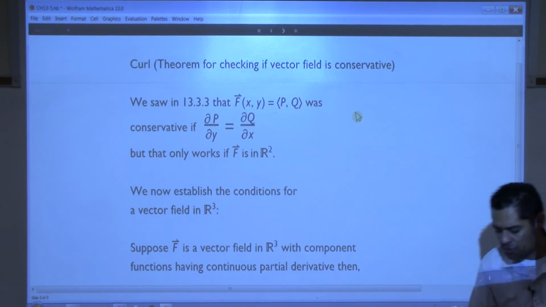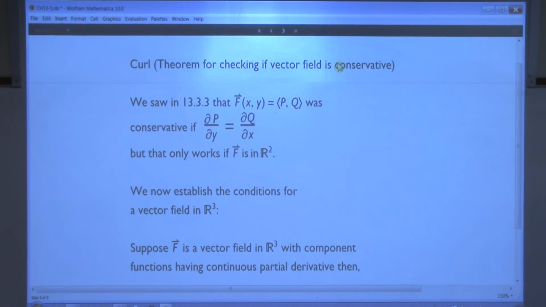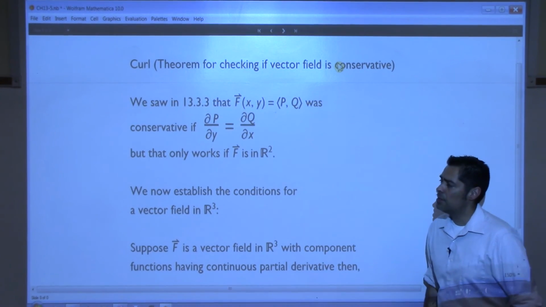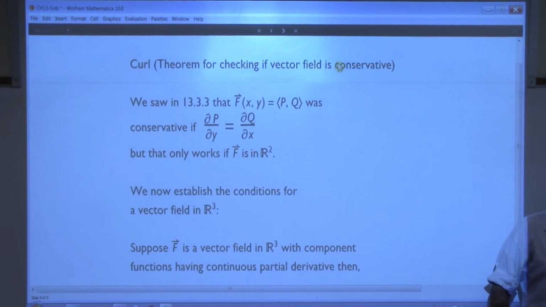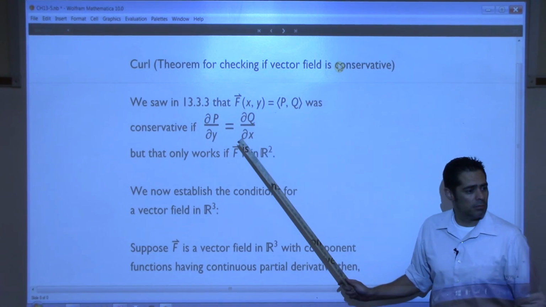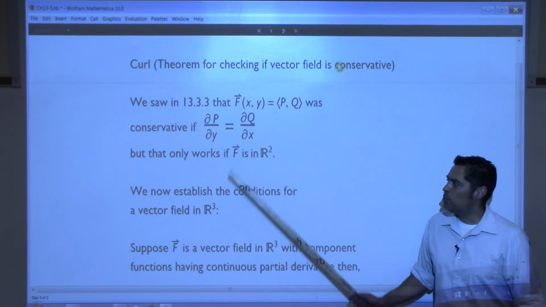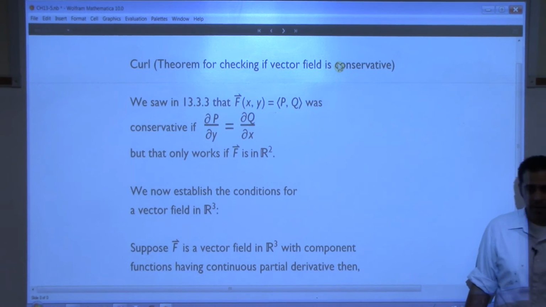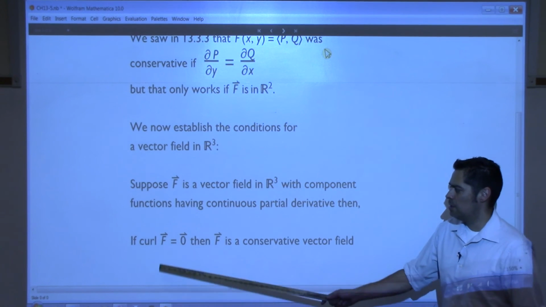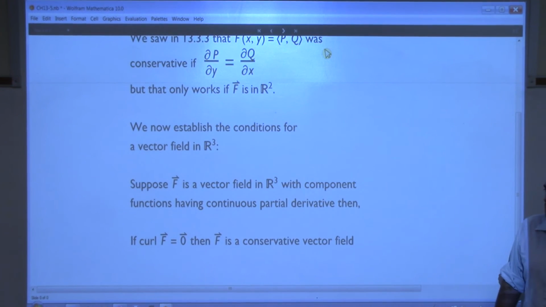Now, a major result of curl. Do you remember that if we had a vector field in 2-dimensional space, we could check to see if it was conservative or not? And what we did was we calculated this and we said, are these equal? Remember that? But I said we could not do that in 3-dimensional vector fields. We now have a way. And here's the condition. That's it. That's all you need. If the curl of your vector field is 0, it's a conservative vector field.